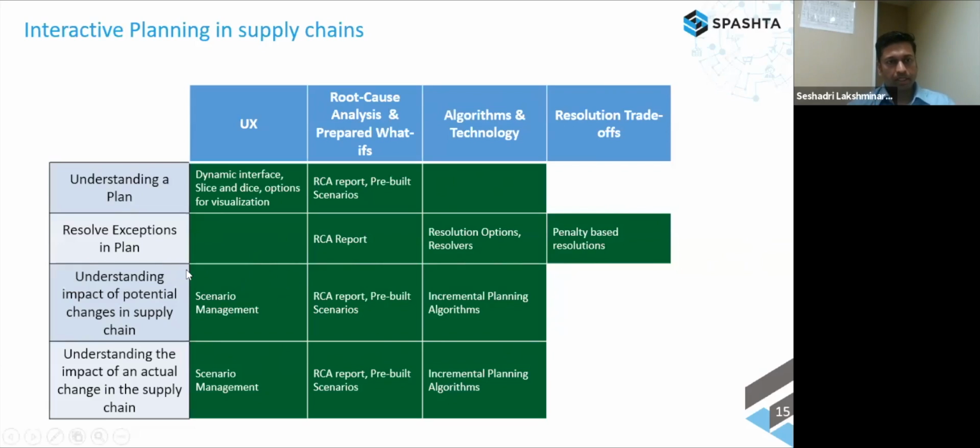Okay, let's move on. The next part of an interactive plan is, I have the plan now, but I want to make some changes to the existing plan. Basically, resolving exceptions is one very common use of this feature. So planners are going to say that I'm looking at the plan, I know that these exceptions are there, I can actually resolve them. I can make sure that they go away.